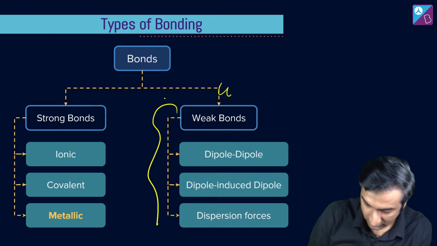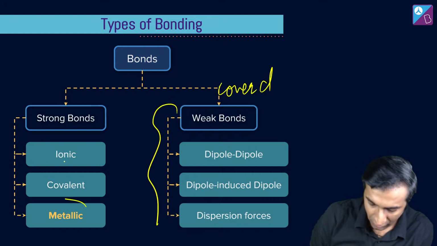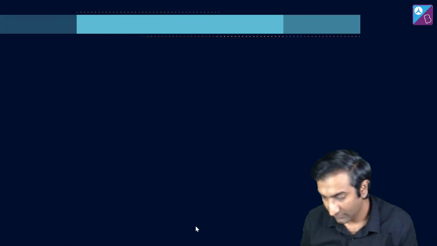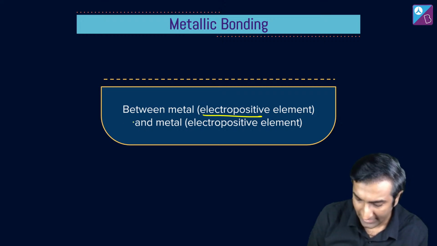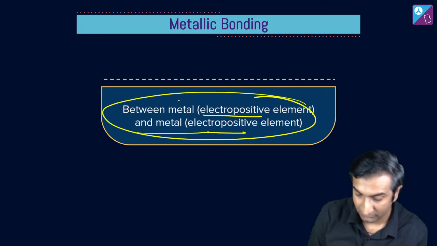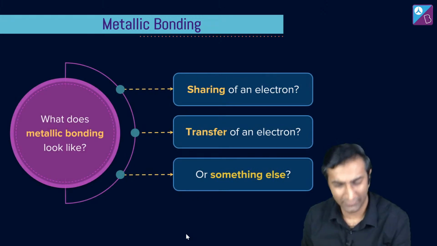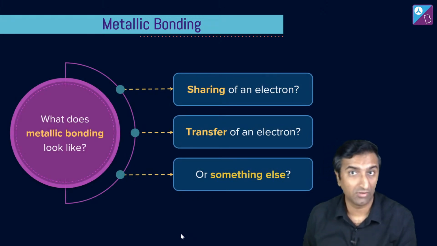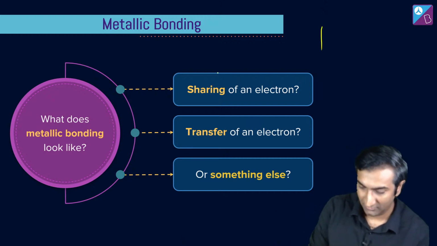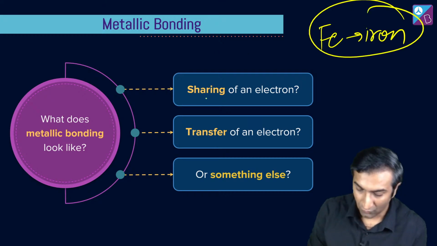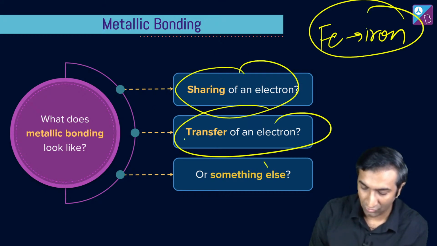Different types of bonds, strong bonds and weak bonds. We've covered these. Okay, and out of these, I think we're going to focus mainly on metallic bonding right now. Metallic bonding is very interesting, right? It's between an electropositive element and another electropositive element. Matlab, metals. Yeah. What is so special about metals? I'm not talking about an ion. Okay, I'm talking about just like, say, a bar of iron. Fe, iron, not an ion. Right? So what happens here? Are they sharing electrons? Are they transferring electrons? कुछ और कर रहे हैं.